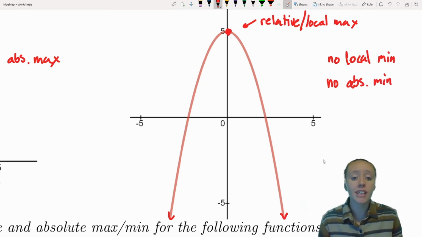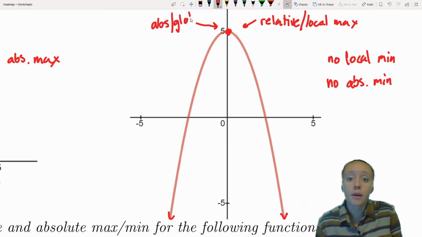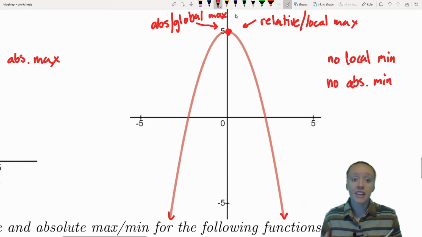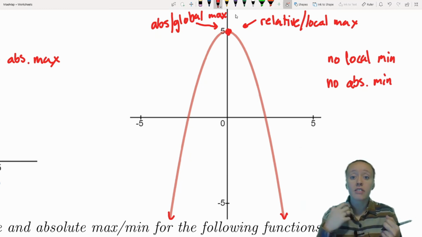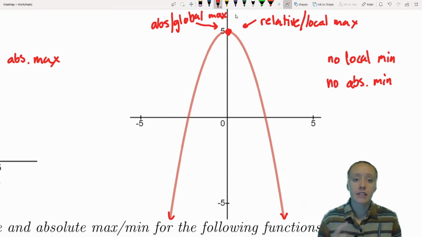However, I do have an absolute max, and that absolute max is where my relative or local max occurs. That's where my absolute or my global maximum also occurs, at that same exact point. So relative and absolutes can occur at that same point. It's both a relative and an absolute. It's both a local and a global max. They can occur at the same point.